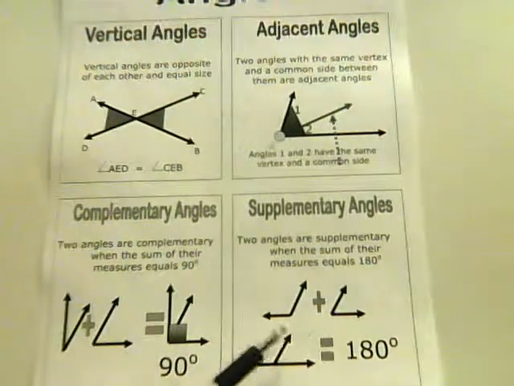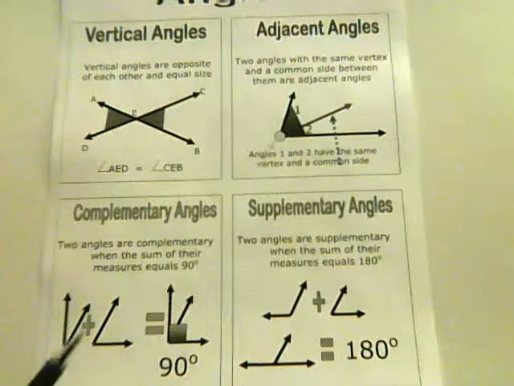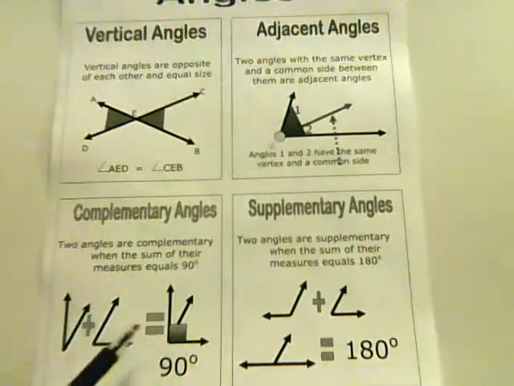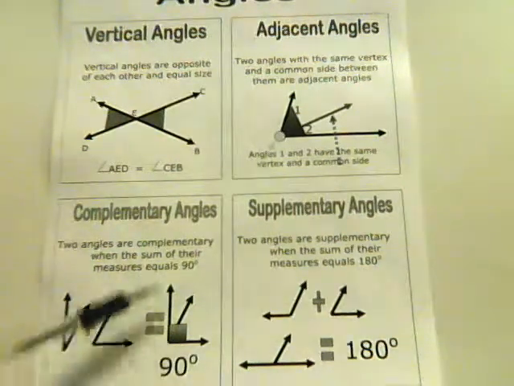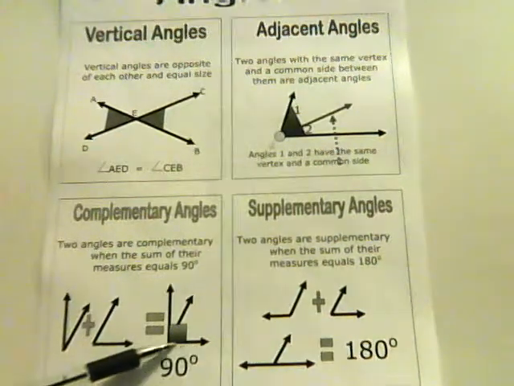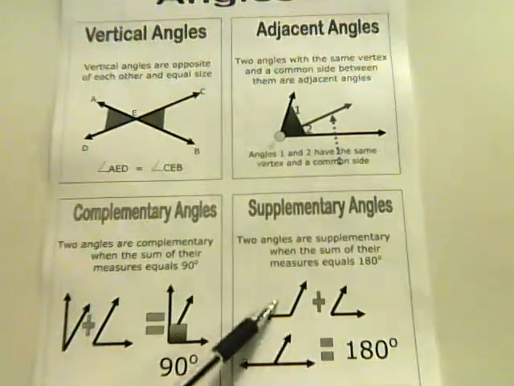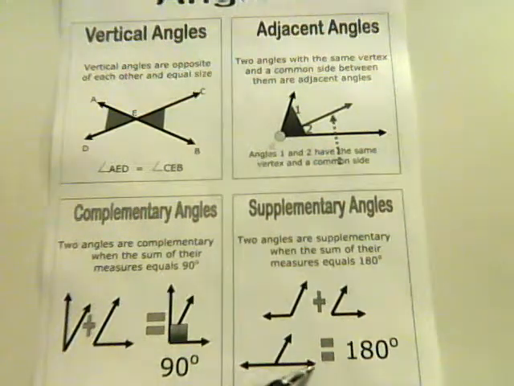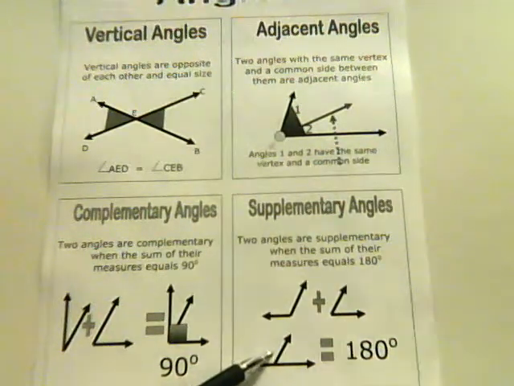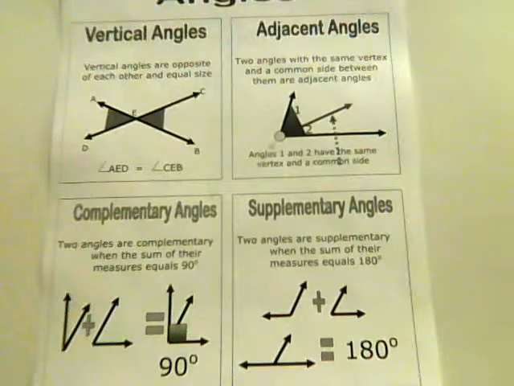Complementary and supplementary angles are special types of adjacent angles. So complementary angles are 2 angles that together add up to 90 degrees. So you can see this is a 90-degree angle altogether, composed of 2 different angles. This here is a 180-degree angle, which by the way looks like a straight line, and it is composed of 2 angles. So these 2 together, as long as you see that they're a straight line, you know this one plus this one is 180 degrees.